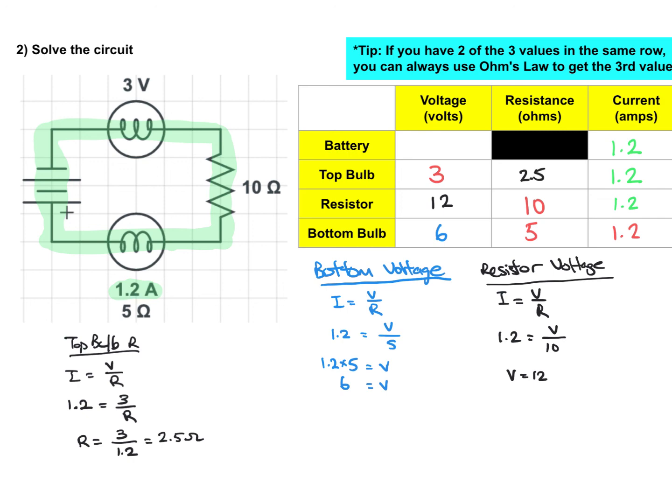Okay, so my table is almost complete. I just have one thing left to get. That's the voltage for the battery. Now this is a series circuit. I have calculated all the voltages for the loads. So basically the voltage of the battery has to provide enough volts to be able to split up into those three loads. So it's going to be 3 plus 12 plus 6. That's going to be 21 volts for the voltage of the battery. That's part of the voltage law. So that completes that table, and that solves this circuit.